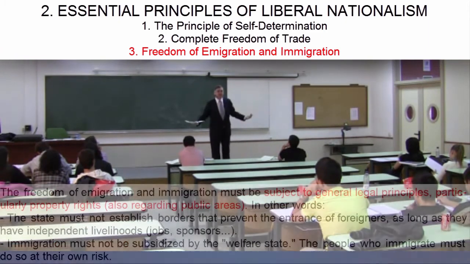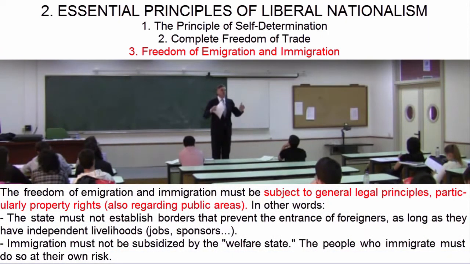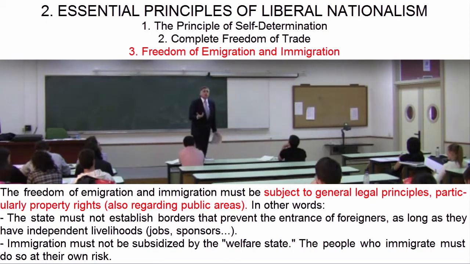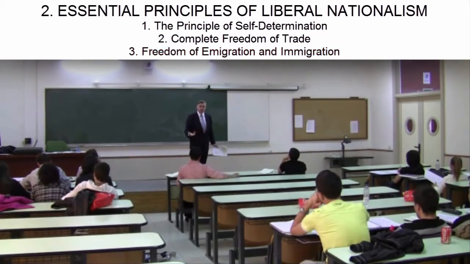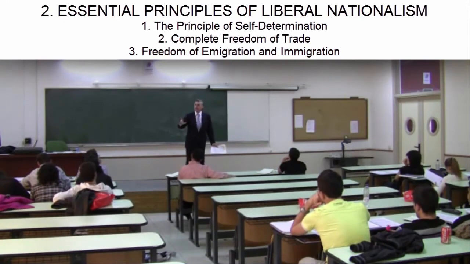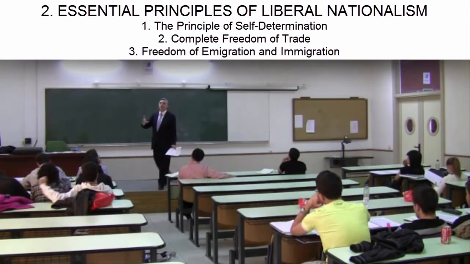Hence, the freedom of circulation is subject to general legal principles, as if this were a club. Papa State must not prevent you from freely negotiating to hire a foreigner. The welfare state must not artificially attract people like a magnet, and slum-type phenomena and occupation of public areas against the will of local owners must not take place. These are the essential principles of liberal nationalism, and you should have a very clear understanding of them.